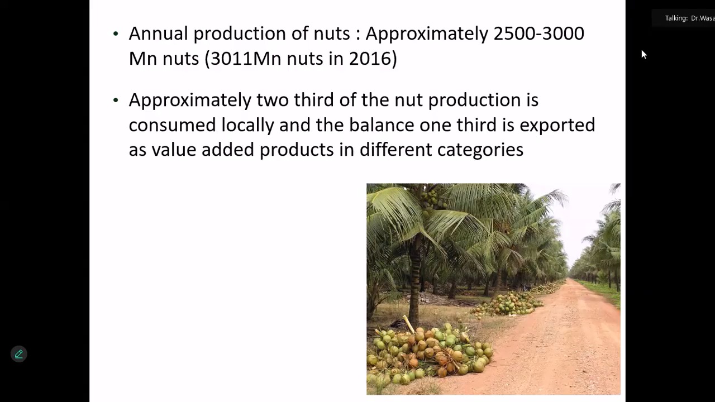But what happened to coconut? Approximately 2/3 of nut production is consumed locally.